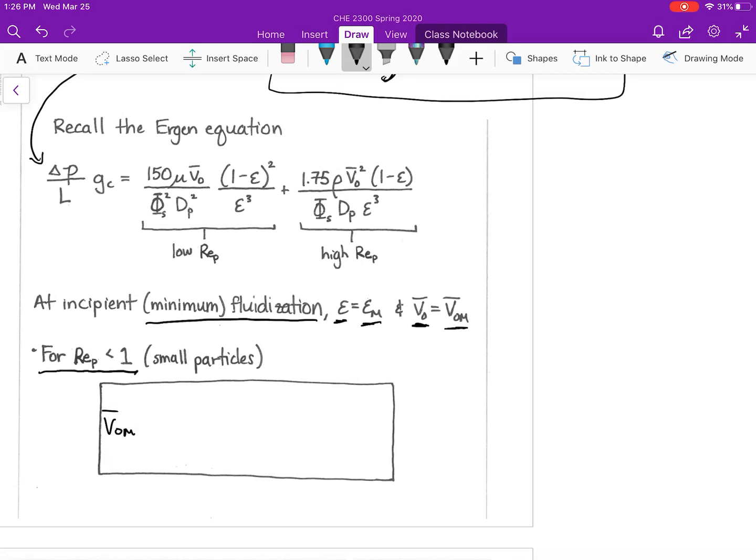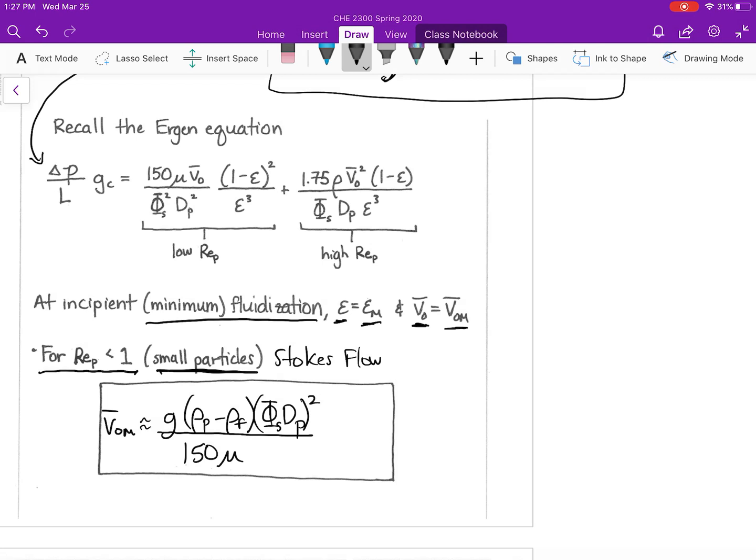So, for particle Reynolds numbers less than 1, this oftentimes means very small particles. This is our Stokes flow regime. The minimum fluidization velocity is approximately equal to gravity times the density difference between the particle and the fluid, the sphericity and diameter of the particle squared. All of that is divided by 150 times the viscosity of my fluid, and I multiply that by my epsilon sub m, or void fraction at minimum fluidization, to the third power, minus 1, divided by 1 minus epsilon sub m.